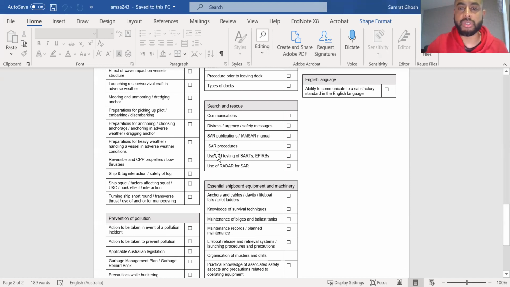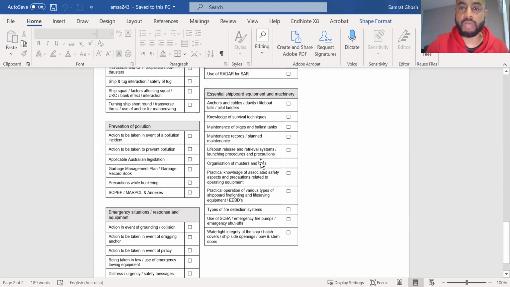Similarly with distress, urgency, and safety messages, which are the messages issued in which situations, you are not expected to carry out the procedure of going to another ship to rescue. Your job is to inform the master if you receive any message, or to respond to the message appropriately, but not take action towards it. Your job is to inform the master. So that is what I want to show you here.